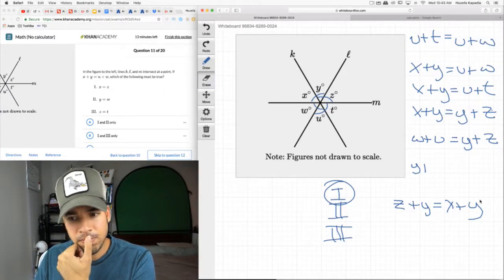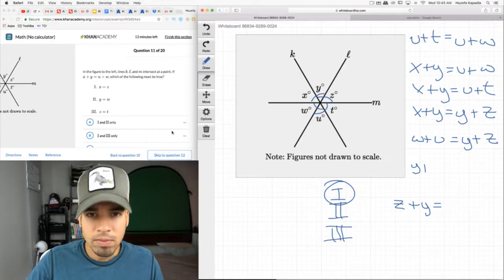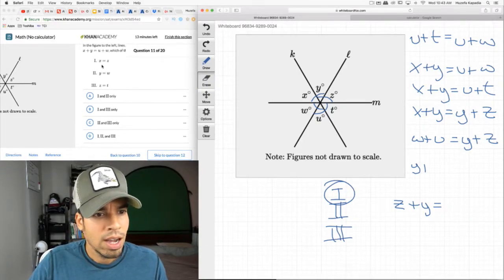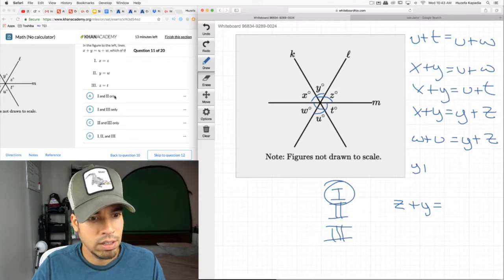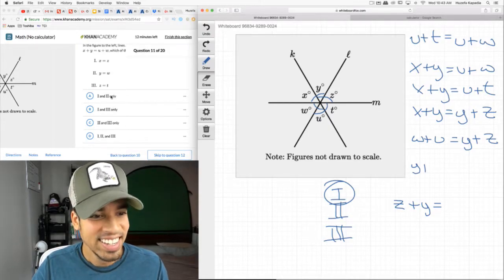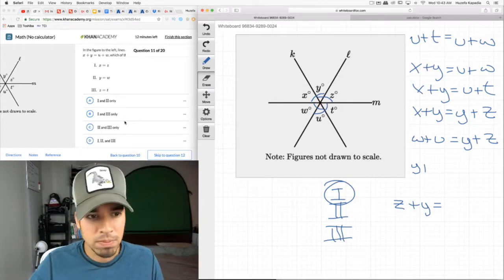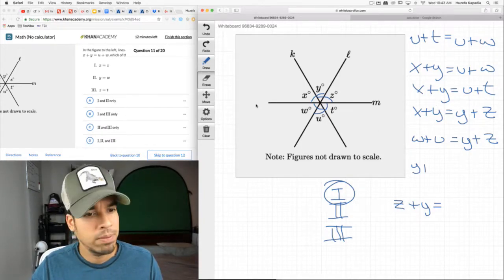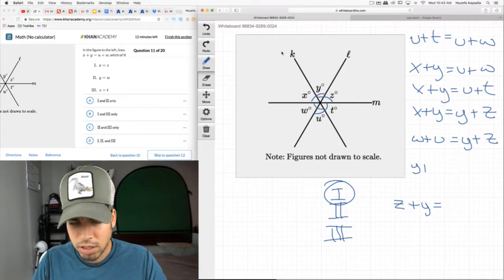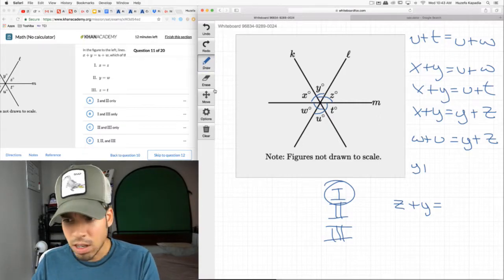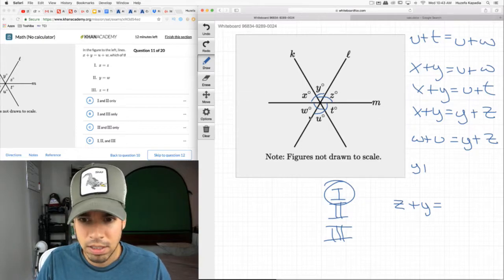I'm kind of stuck here. Okay, I may have to come back to this one. I know that 1 is true, so it's either going to be A, B, or D. Let me come back to this problem because when I get stuck, actually, no, let's power through because I got all this drawing up here. There's something substitution-wise that I'm missing.